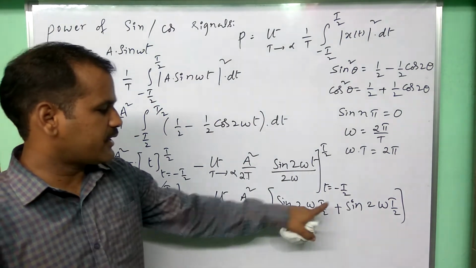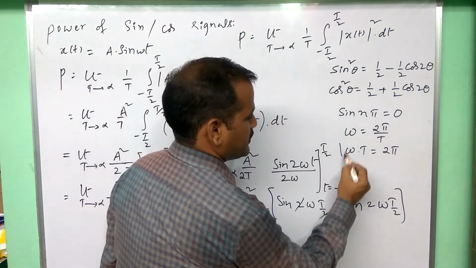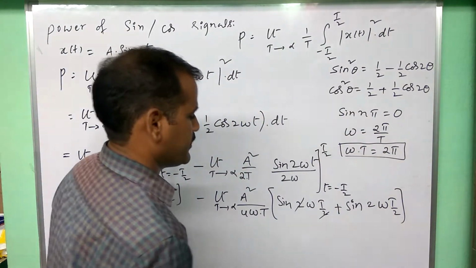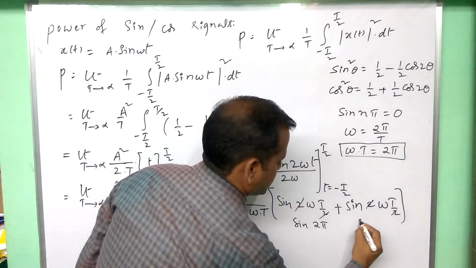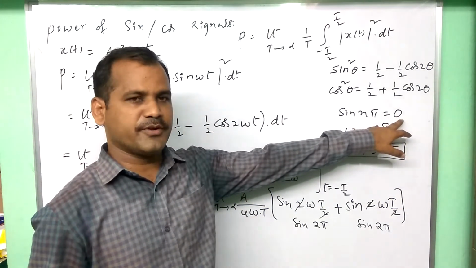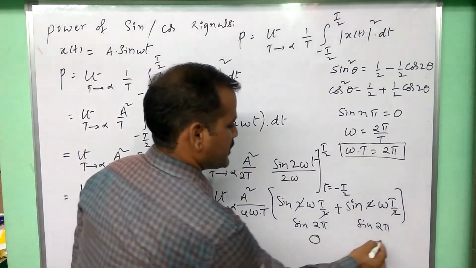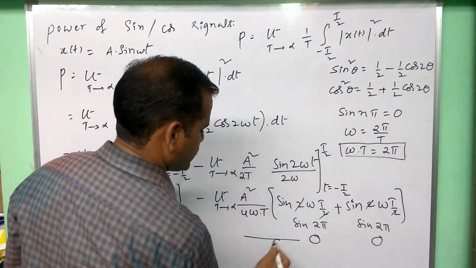Here omega t, 2 cancels. Omega t from this equation is 2 pi. That means here we are getting sin 2 pi, and here also we are getting sin 2 pi. Sin n pi value is 0, we know. So sin 2 pi value 0, sin 2 pi value 0 means the second term totally is 0.